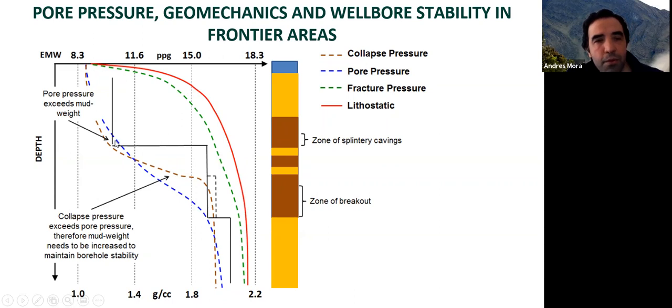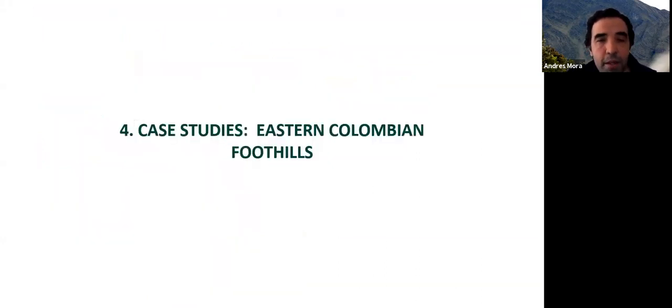For example, we have moments when the pore pressure, in this blue dashed line, is higher than the mud weights that we have here in this solid black line, then there might be cavings at that level. So there's a need to predict pore pressure when we drill wells and to design a proper mud weight.